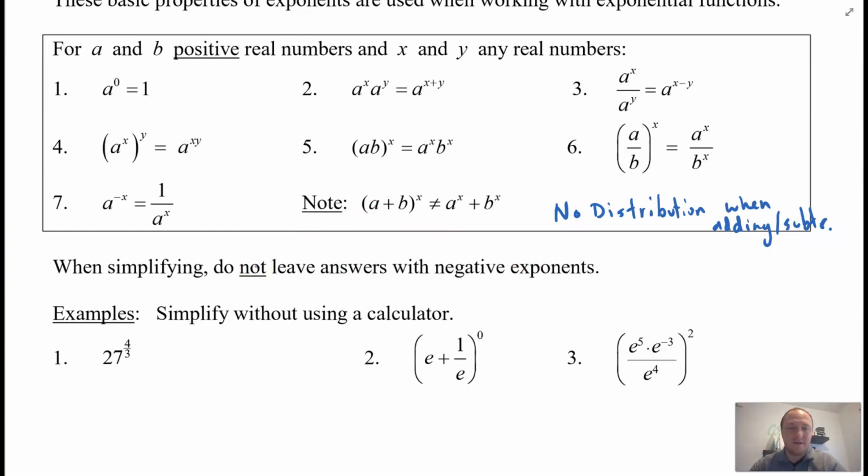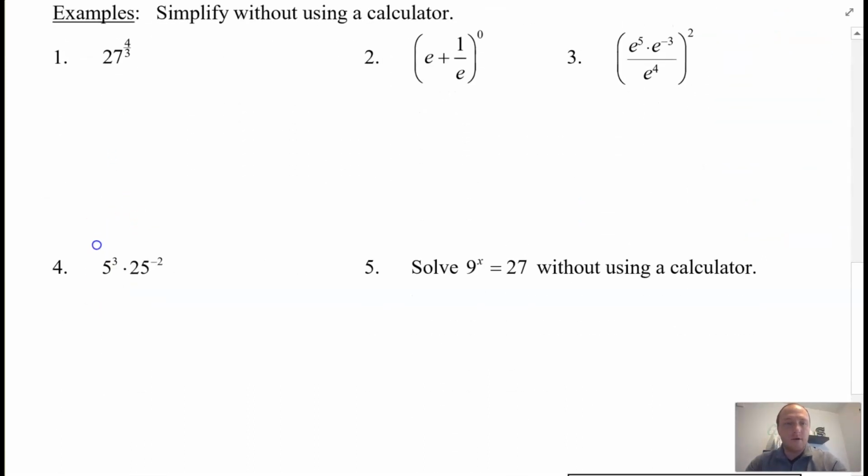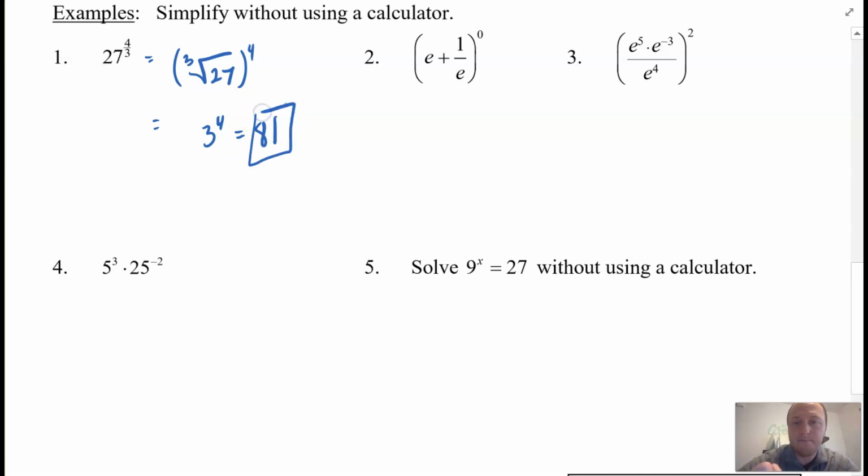So let's go ahead and practice these skills. Let's dig up your memory. Here I have a base that is a number, 27, raised to the power of 4/3. Remember that the denominator is a root, so this is the cubic root of 27, and I'm going to raise it to the power of 4. The cubic root of 27 is 3, and 3 to the 4th power is 81. So there you have it.